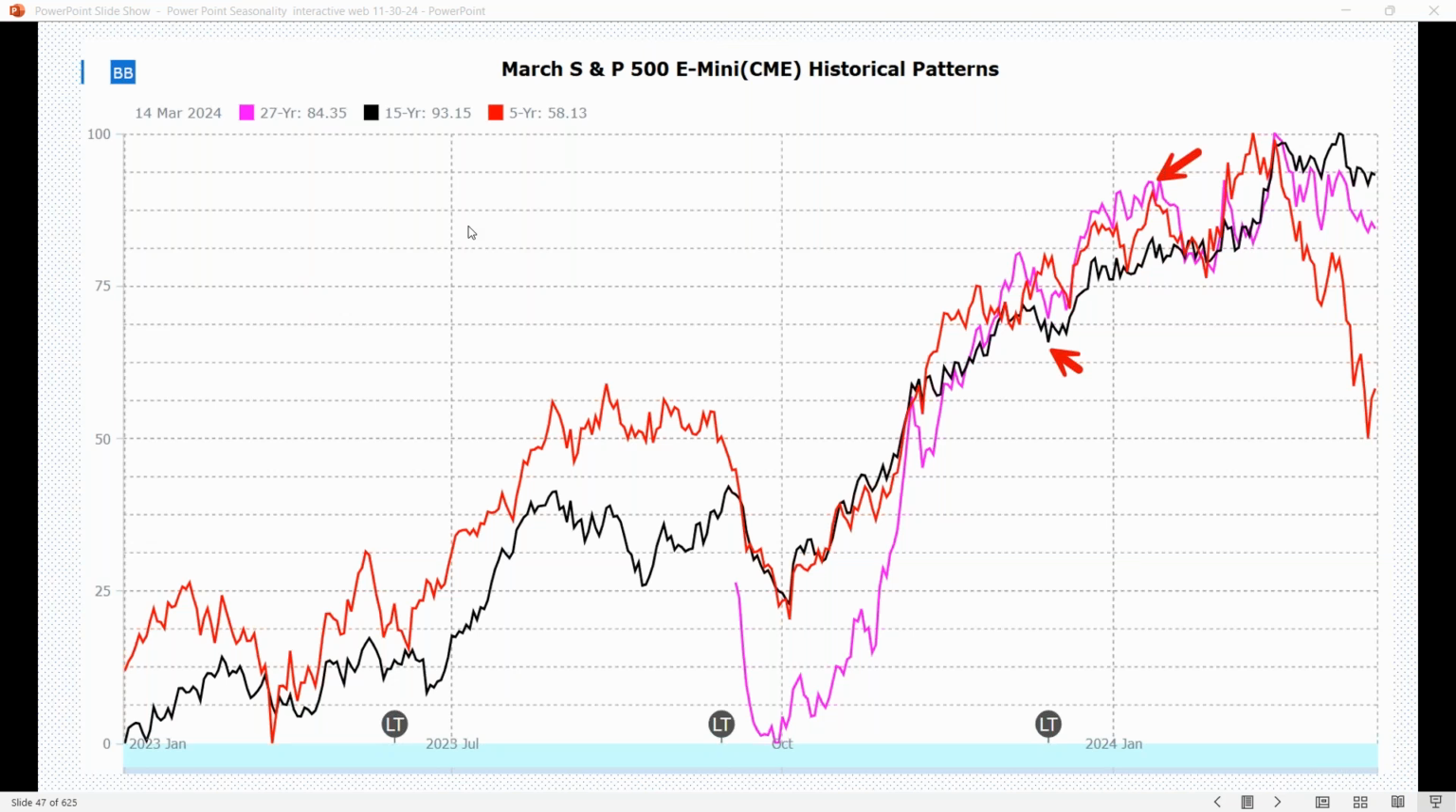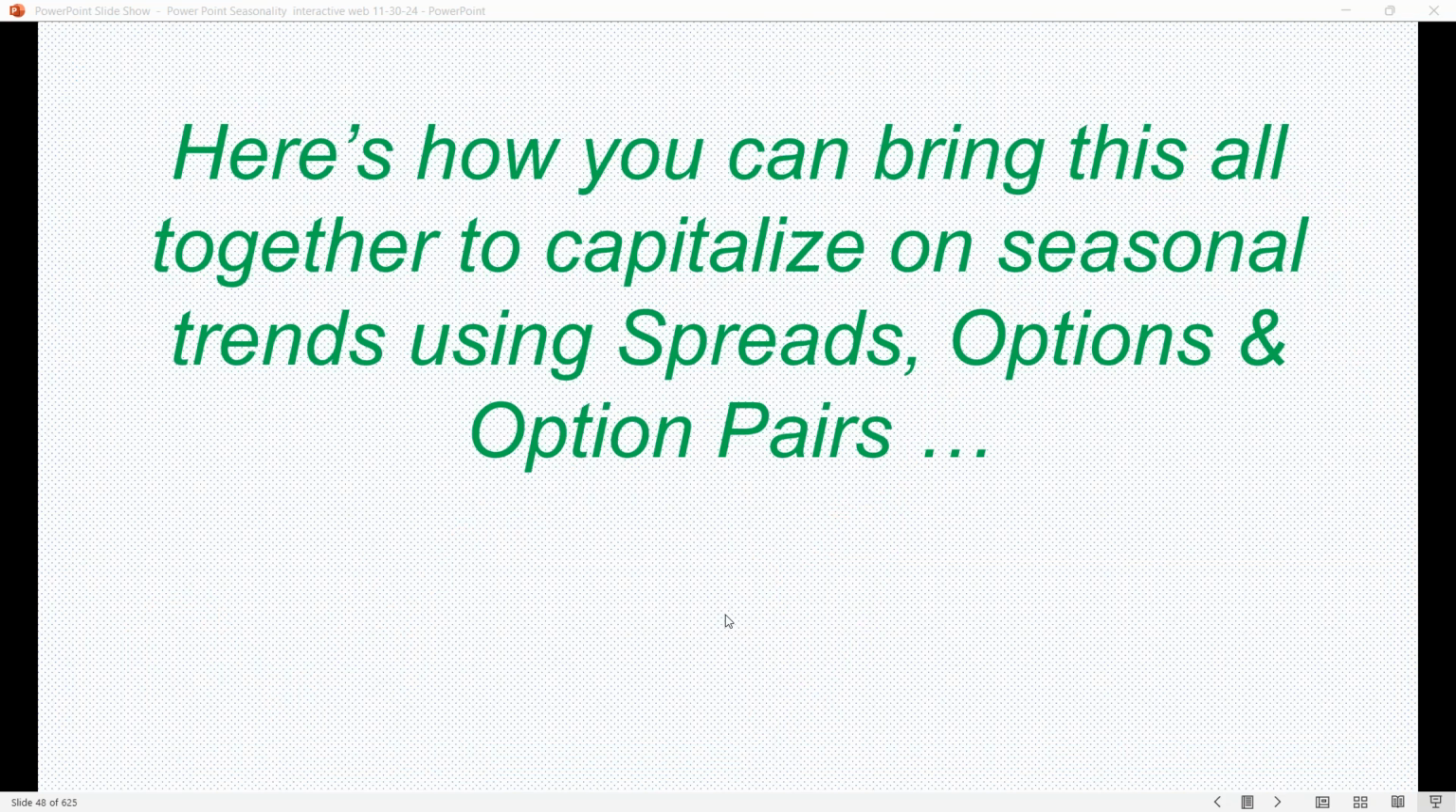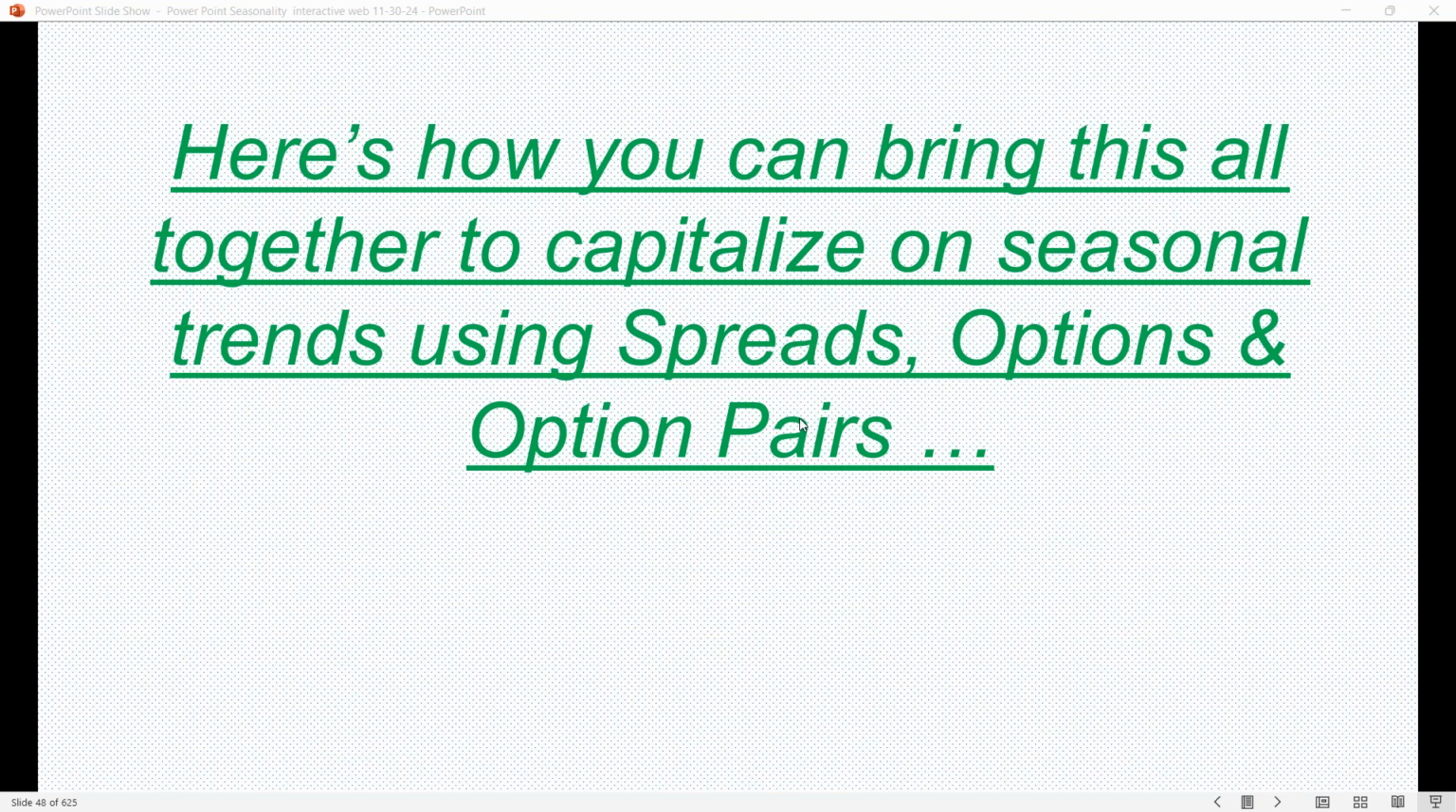All right, okay. Now, how can you bring this all together to capitalize on these seasonal trends using the spreads, options, and option pairs? Well, again, this is what we'll be doing next weekend.